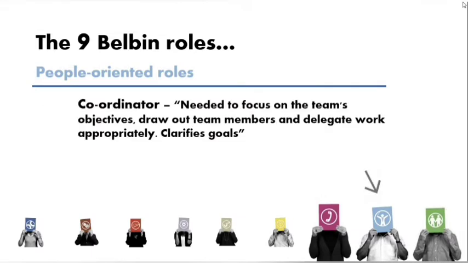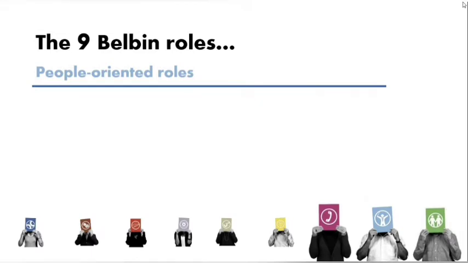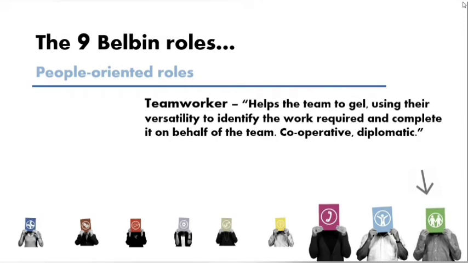Second up is the coordinator, who's needed to focus on the team's objectives, draws out team members, and delegates work appropriately. He clarifies goals. Now, the third but not the least in this group is the team worker. Now, he or she helps the team to gel, using their versatility to identify the work required and complete it on behalf of the team. He or she tends to be cooperative and diplomatic. And these are the 9 Belbin roles.